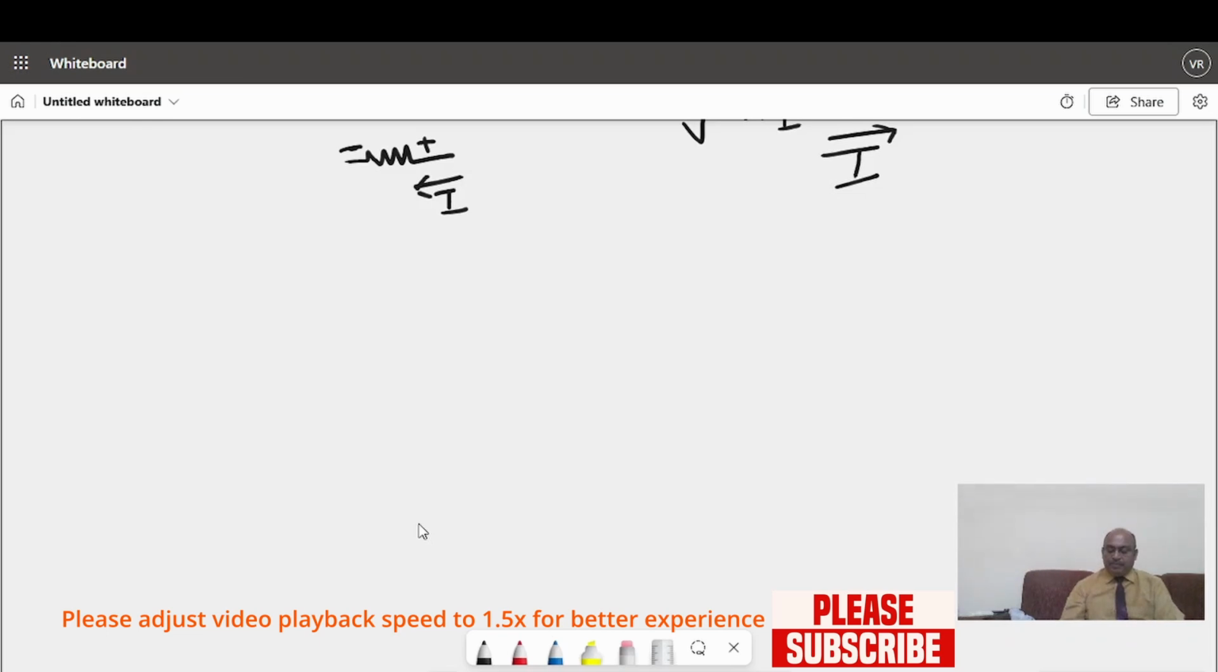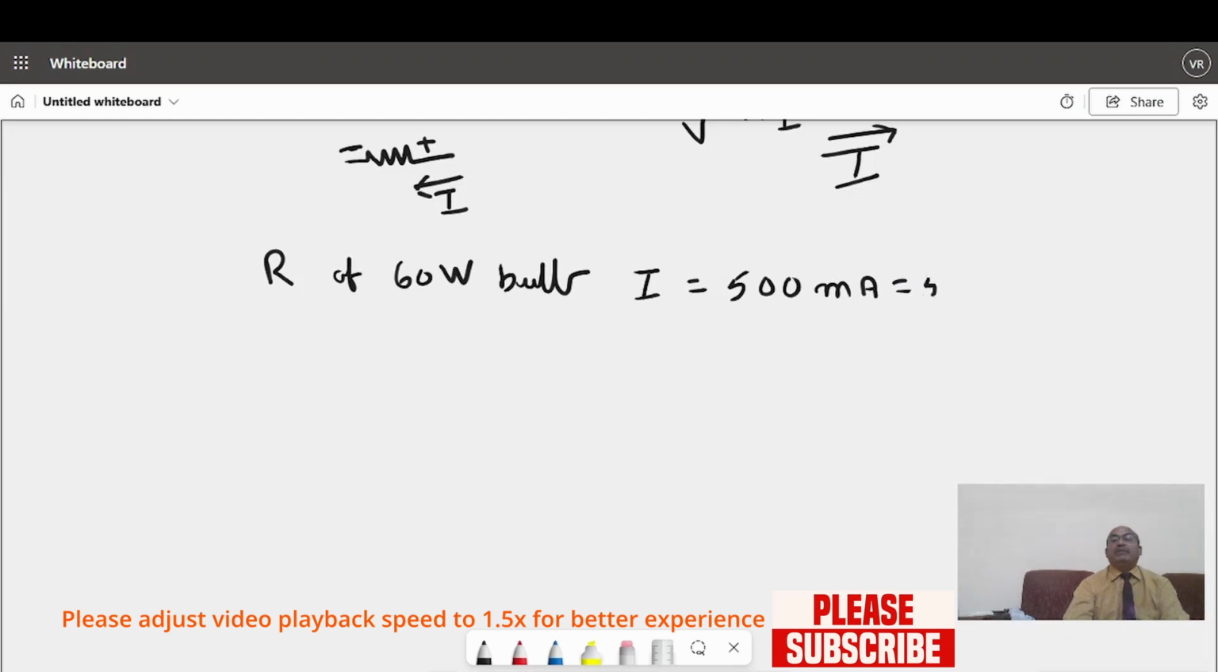So I am going to calculate a small problem for you. Calculate the resistance of a 60 watt bulb. Bulb means some lamp or load. The current flowing into the bulb is 500 milliamperes. Milli means 500 into 10 to the power of minus 3 amperes.